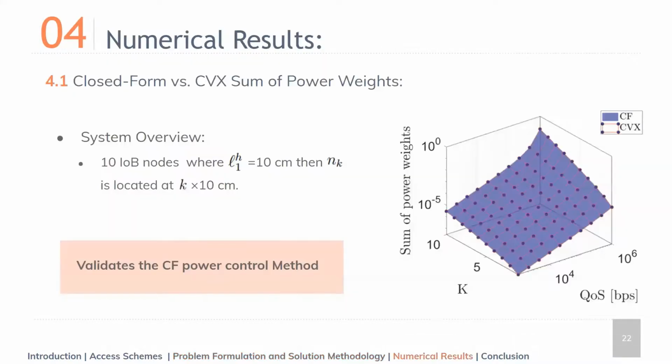To verify the CF solutions, we compare the results with results obtained by CVX, a convex optimization solver. And for both methods, we plotted the sum of power weights with respect to QoS and K, the number of nodes. We see that both methods are tightly matched, verifying CF results, as both results demonstrated high power sums at high QoS demands and larger network size.